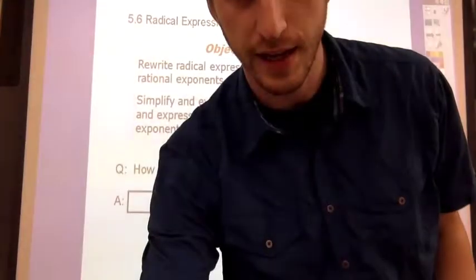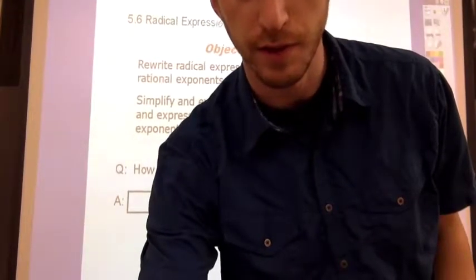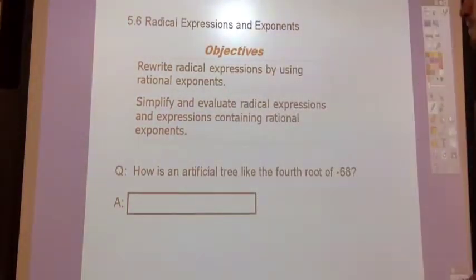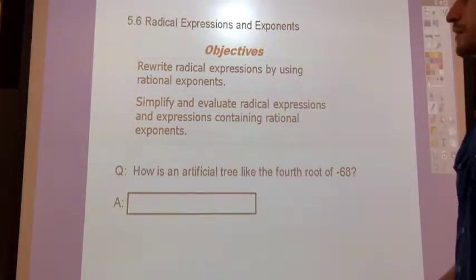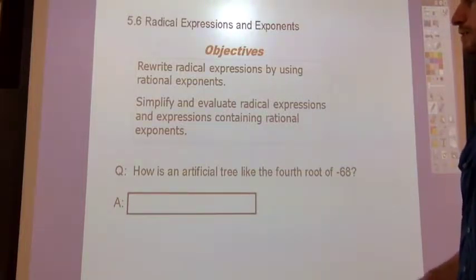Alrighty, we're back at it. This is 5.6, Radical Expressions and Exponents. And we're going to be dealing with properties of radicals and exponents.